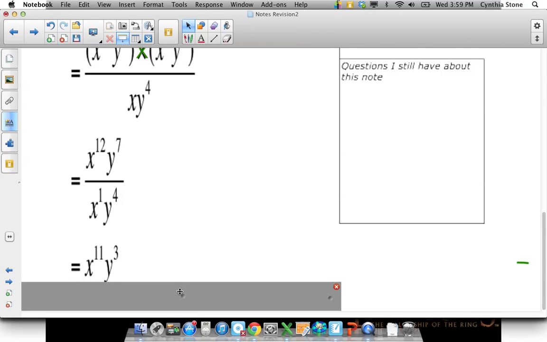So anyways, now I just say, my x's, I use my quotient rule. 12 minus 1 is 11, 7 minus 4 is 3, and that's it.